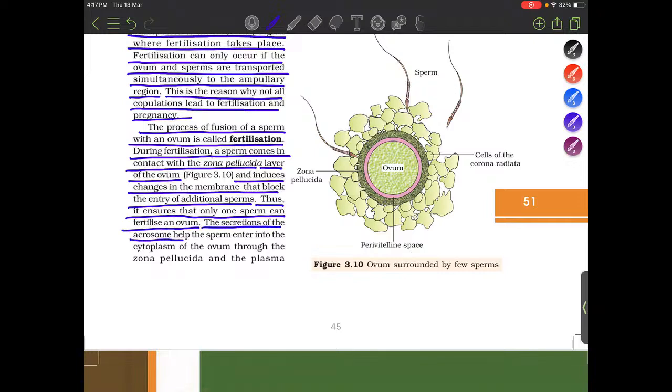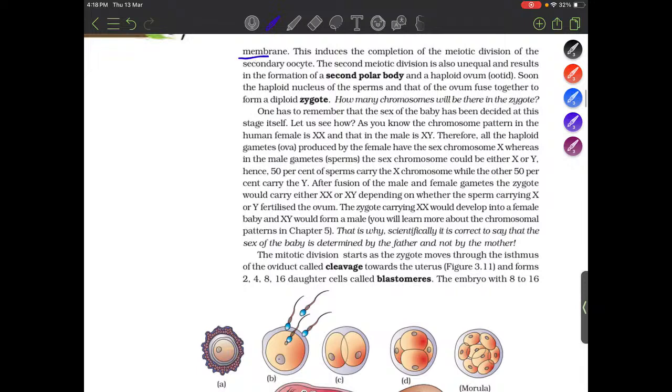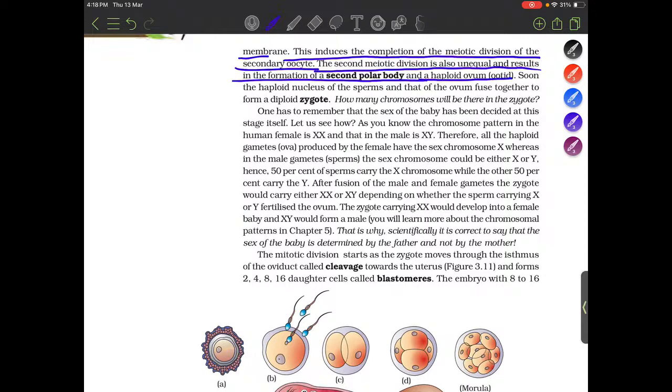The secretion of the acrosome helps the sperm enter the cytoplasm of the ovum through the zona pellucida and plasma membrane. This induces the completion of meiotic division of the secondary oocyte. This second meiotic division is also unequal and results in the formation of a second polar body and a haploid ovum. Soon the haploid nucleus of the sperm and that of the ovum fuse together to form a diploid zygote. One has to remember that the sex of the baby is decided at this stage itself.